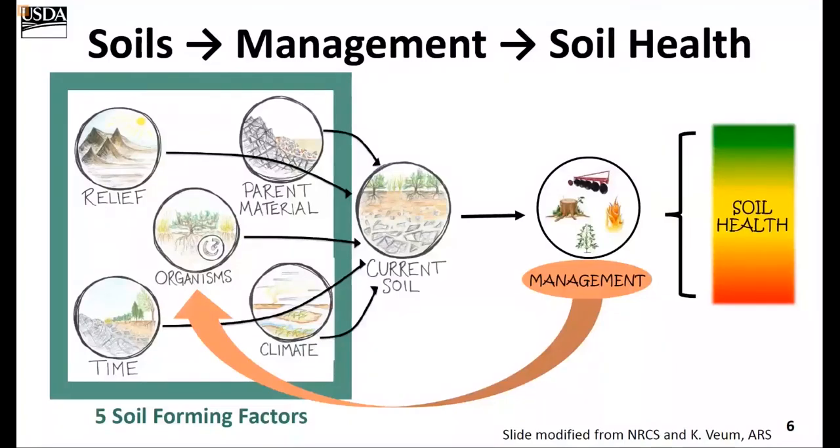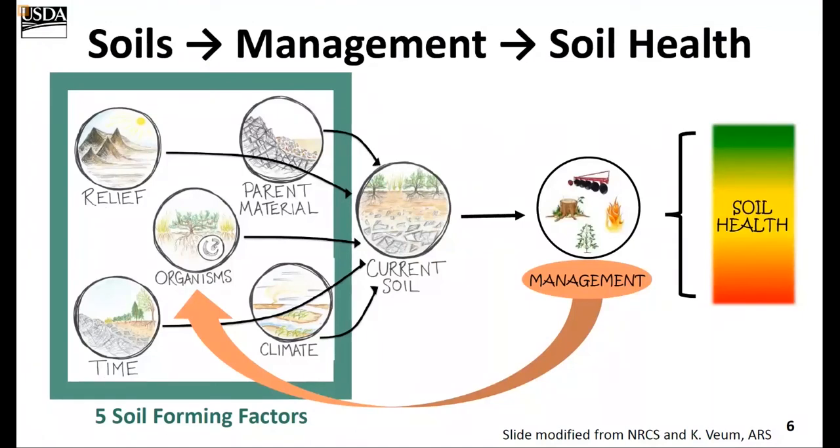Here's a diagram I've gotten from a couple of different people. It's been reworked a couple of times, but based on the presentation that Debbie and Jacob gave yesterday, that's kind of our left side of this PowerPoint slide. We've got our 5 soil forming factors. Those are all combining to give us our current soil as it exists in the landscape. And then we manage it somehow. Maybe it's in forestry, maybe it's in agriculture, maybe we're harvesting it or burning it or different things.